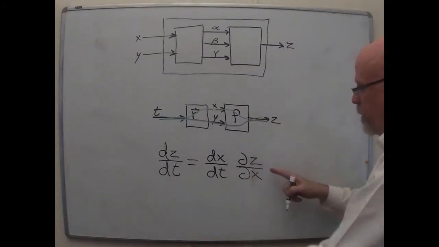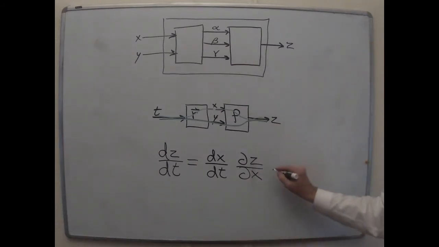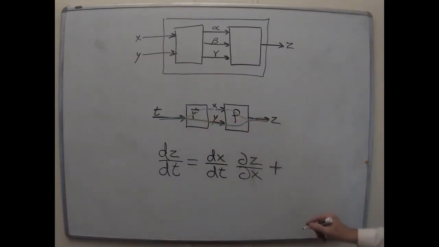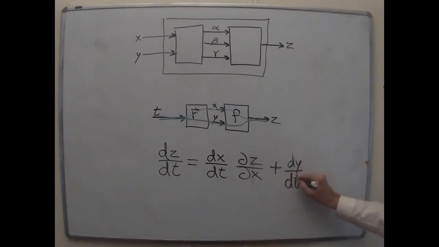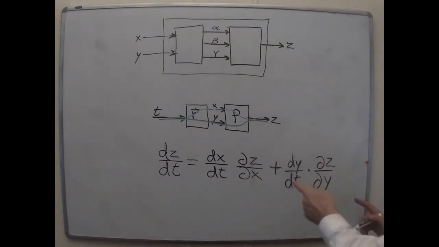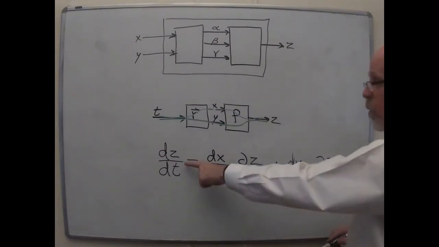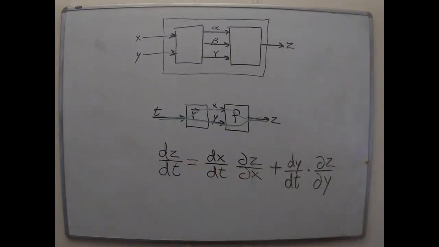This is part of the derivative of z with respect to t. Well, the other part happens by following this lower line, which is going to be dy dt times z's y derivative. That's partial z, partial y. And what do you get when you take part of the derivative plus part of the derivative? You get the whole derivative. That's sort of the zen of this.